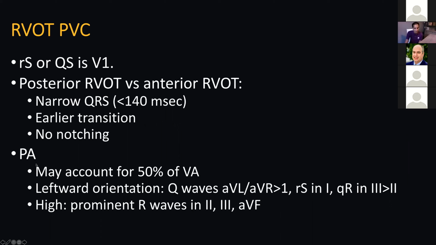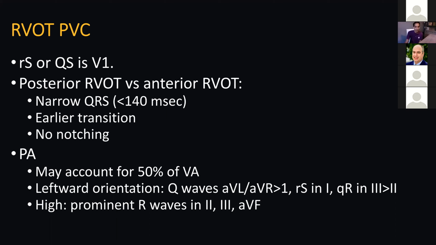The PA is a little bit tricky. There are no really good ECG features, but what's interesting is that there are these muscular extensions that go above the pulmonic valve, in the majority of cases, with some reports greater than 90% of the time. The height of the pulmonary valve is often overestimated on fluoroscopic imaging. So the ventricular arrhythmias targeted in the RVOT may be pulmonary artery arrhythmias more than half the time.